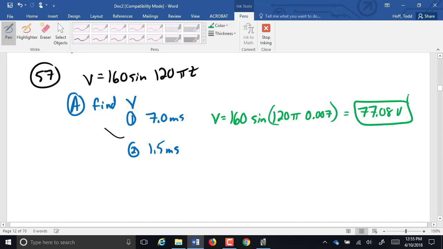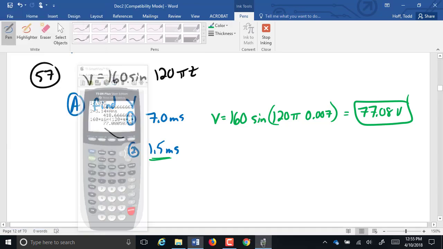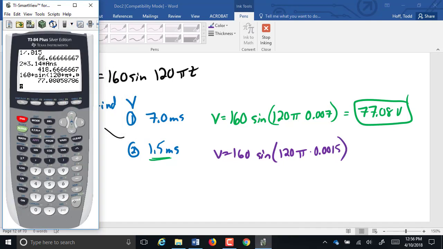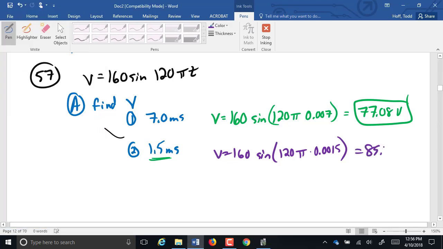I want you guys to do it for 1.5 milliseconds. So it's going to be 160 times the sine, 120 times pi times 0.0015. Or 85.73 volts. Okay, so any questions on that part?